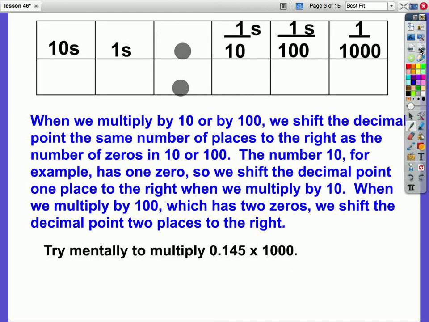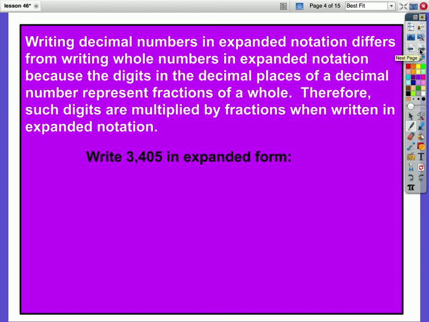So to mentally multiply 145 thousandths times 1,000, there's 3 zeros in 1,000. So we're going to move this decimal point 3 spots to the right. 1, 2, 3. So my answer is going to be 145. So however many zeros we have, that's how many places we're going to shift to the right. Okay, so let's go back to expanded form.